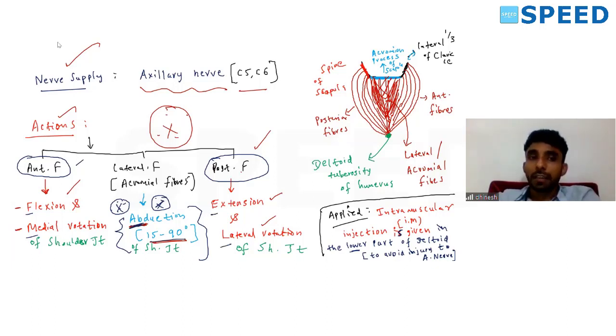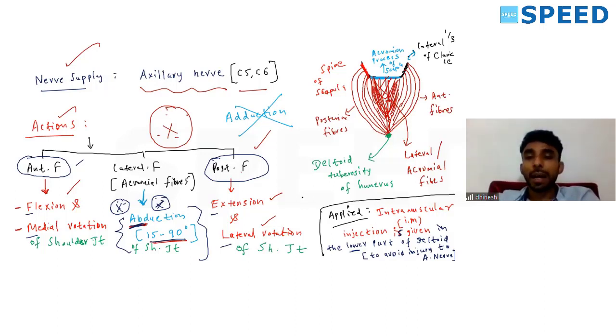If the question is which is the main action of deltoid muscle, as I told already, it is 15 to 90 degree abduction. Another question may be: all the following movements are performed by deltoid muscle except. Which is the only movement not caused by deltoid muscle? Yes, adduction of shoulder joint. Except adduction, all remaining movements, flexion, extension, medial rotation, lateral rotation, abduction, are performed by deltoid.